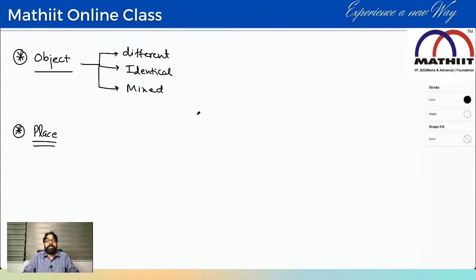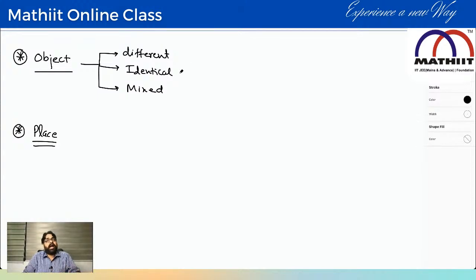Suppose I say there are 10 students in a class. That means there are 10 objects. Here you don't have to ask, sir, are they identical or different. The object is the student here, and students cannot be identical. In a movie there may be a double role, but in real life there is no double role. So different means different from each other.